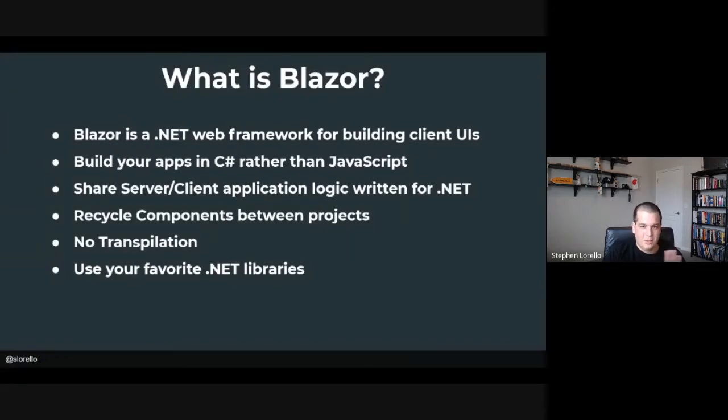This is all done without any form of transpilation. If you're familiar with the term transpilation, it's essentially compiling one language into another. Traditionally, you would compile something like TypeScript or CoffeeScript into JavaScript. And Blazor doesn't actually have any need to do that. We'll talk a little bit more about how Blazor is able to do that a little bit later on. But we really are going to be running all of our UI logic in .NET.